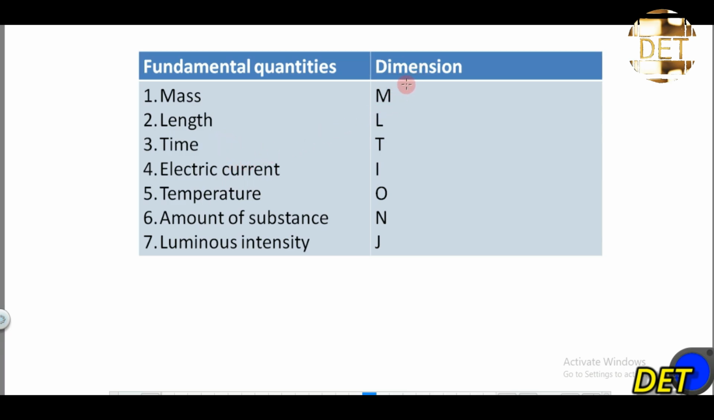Then here is the dimension. The dimension for mass is M. The dimension for length is L. The dimension for time is T. The dimension for electric current is I. The dimension for temperature is theta. The dimension for amount of substance is N, and the dimension for luminous intensity is J. So you must just know this. Know the fundamental quantities and know their dimension, right?